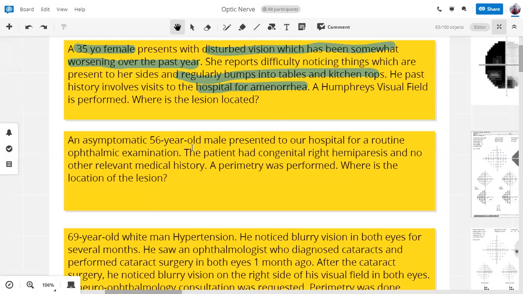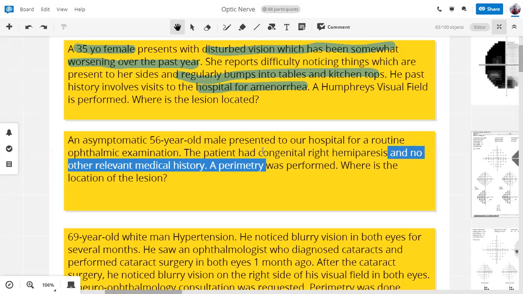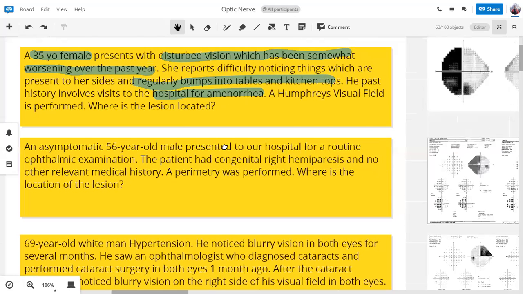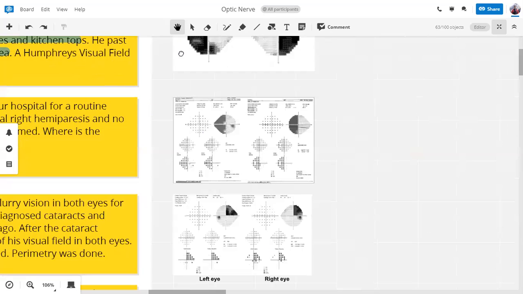Our patient is a 56-year-old asymptomatic male presented to our hospital for a routine ophthalmic examination, with congenital right hemiparesis. This has a correlation, but it's not important for us to know. And no other relevant medical history. A perimetry was performed. Where is the lesion located? That is the simple question. So have a look, optic tract.